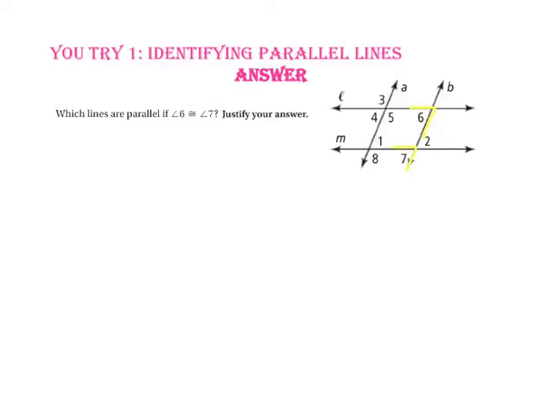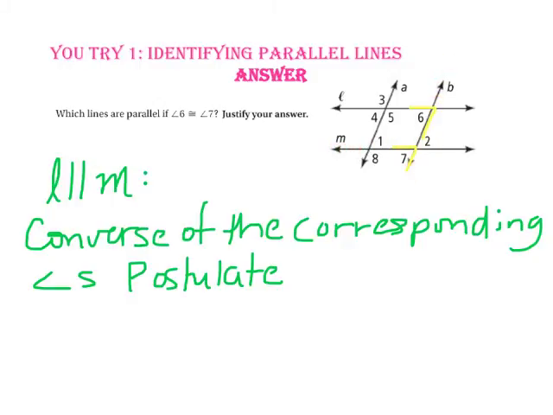Since angle 6 is corresponding to angle 7, then line L and line M would be parallel, and line B would be the transversal. Notice that we didn't even touch line A, so it would not be parallel. So line L is parallel to line M by the converse of the corresponding angles postulate.